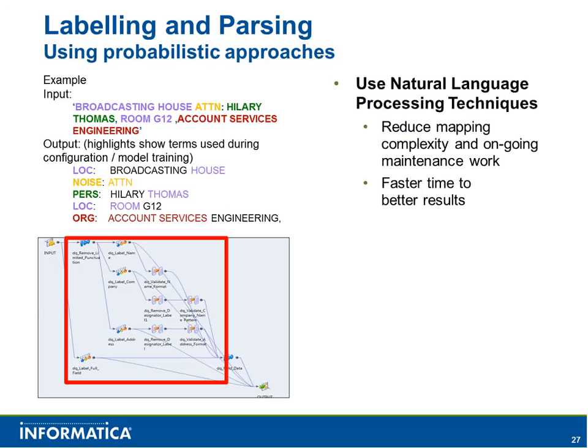So what we're going to do to fix this is use natural language processing techniques. That reduces mapping complexity and ongoing maintenance work, and it's faster times to better results. In terms of maintenance work, what we mean is reducing the amount of maintenance you have to do on your reference tables. So there's no more updating reference tables with additional data to pick up on new cases that are found. No more tweaking regexes to pick up on new pieces of information that weren't quite parsed correctly, etc.